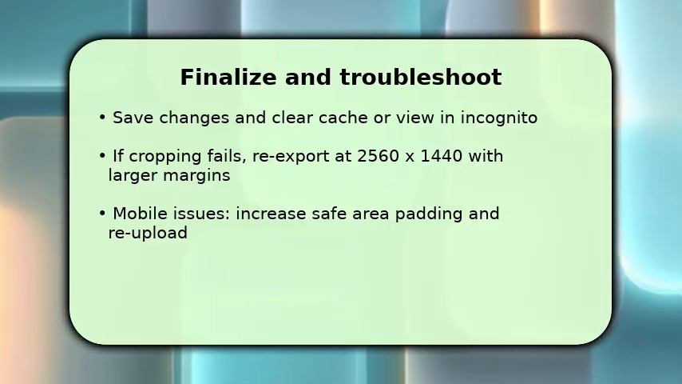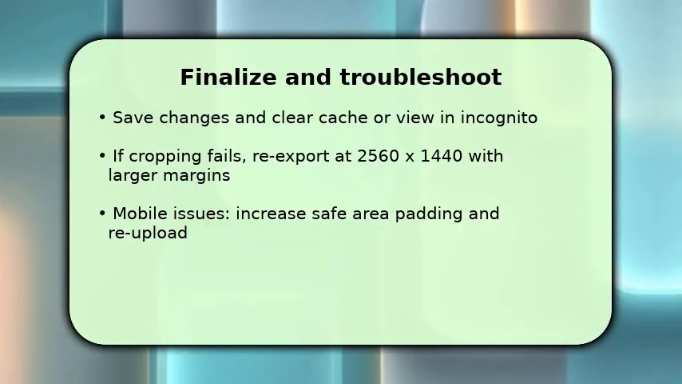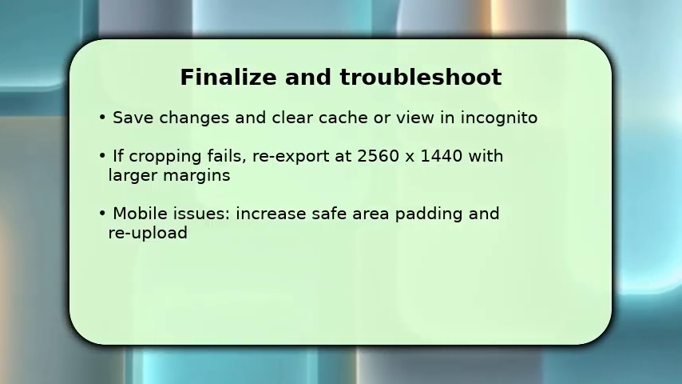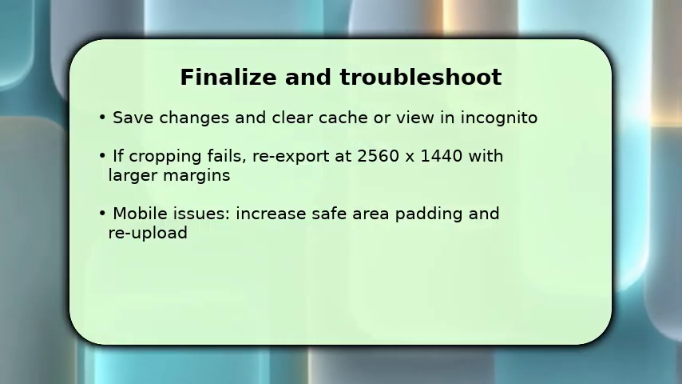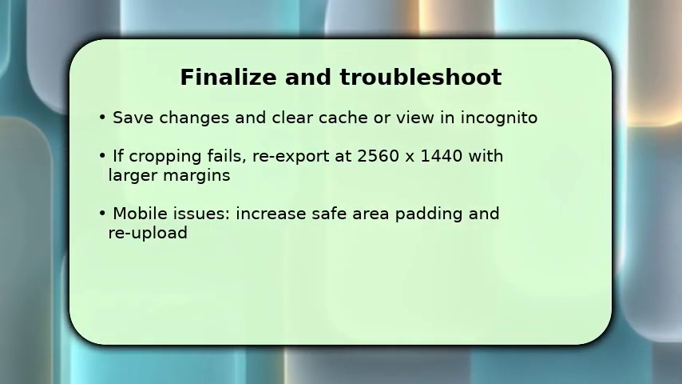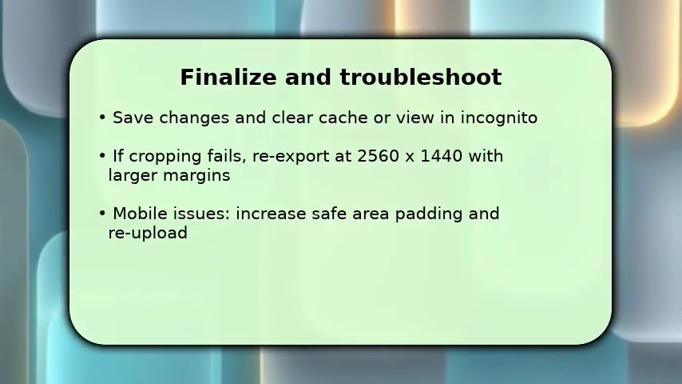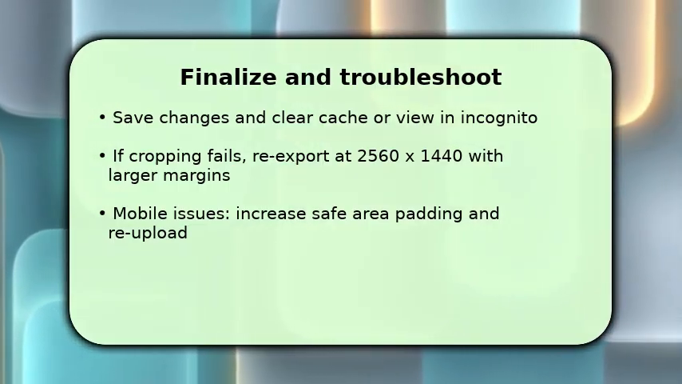Cached images can hide updates. If the banner still looks wrong, re-export the master at 2560 x 1440 with extra padding around the safe area and upload again. Also clear cache on devices or use a different account to verify.